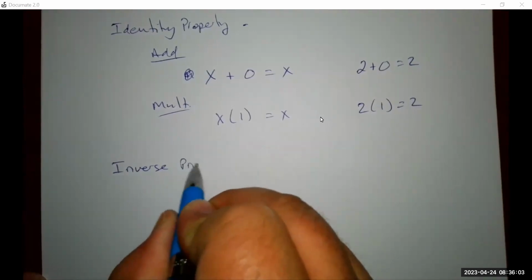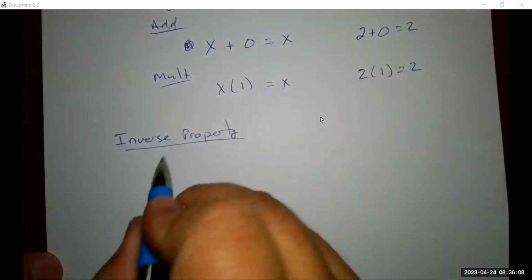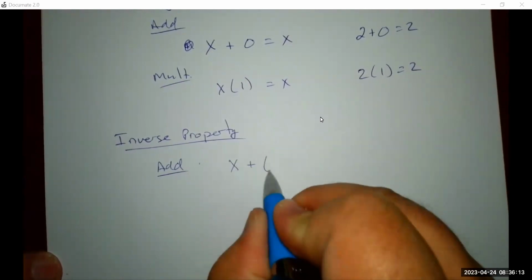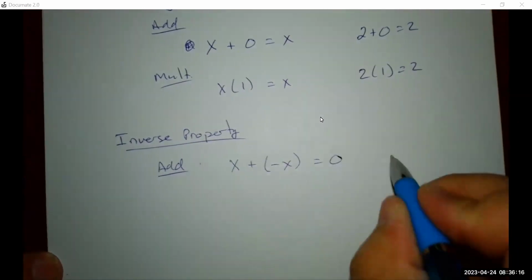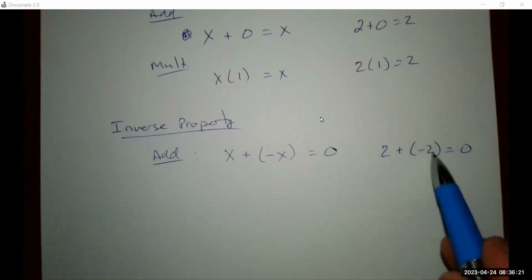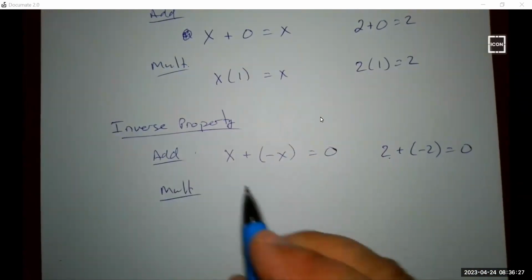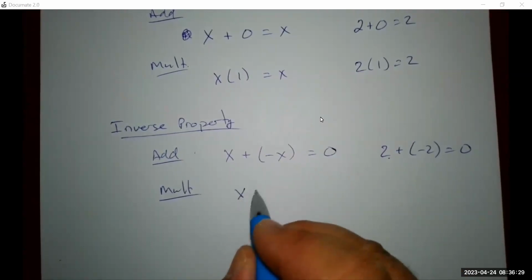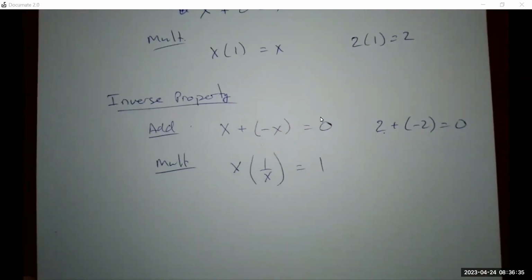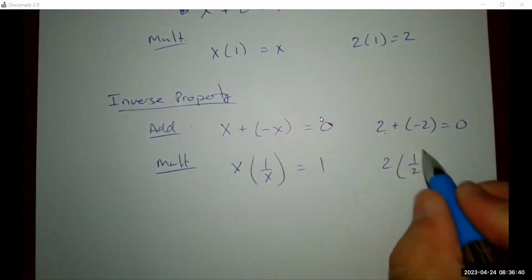The inverse property. Addition: X plus negative x equals 0. 2 plus negative 2 equals 0. Real numbers can be positive and negative, and they can be 0. Multiplication: X times 1 over x equals 1. Two times 1 over 2 equals 1.